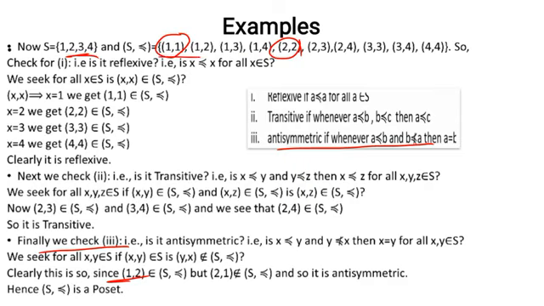Check. There's no 2, 1. There's 2, 2. There's 2, 3. But there's no 2, 1. Clearly 2, 1 is not it. Therefore it is anti-symmetric. Hence it is a poset. And that completes the solution for this example.